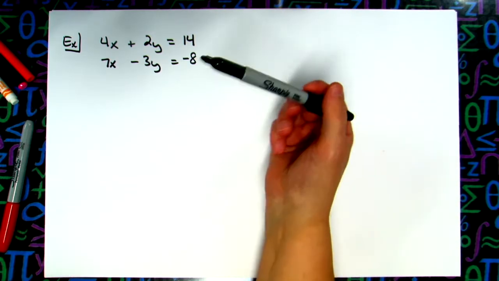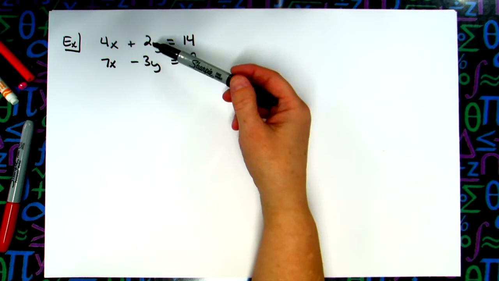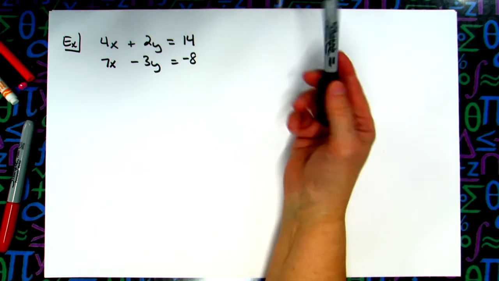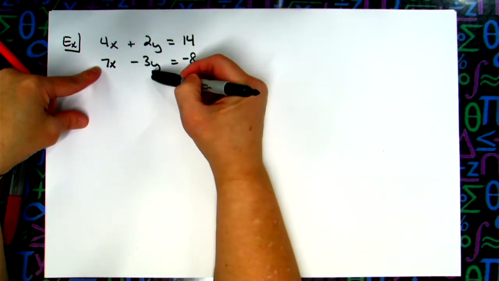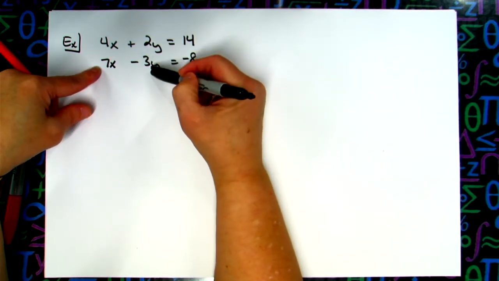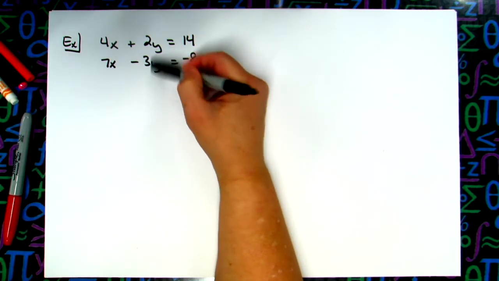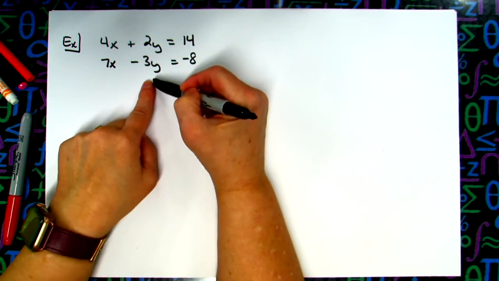So the next thing you're going to want to look for: do either your x terms or your y terms have opposite signs? These are both positive, but here one's positive, one's negative. If one's positive and one's negative, when I add them, if they're the right numbers, they would fall out, right? So that should be a clue. I'm going to try to make the y's fall out because one's positive, one's negative.